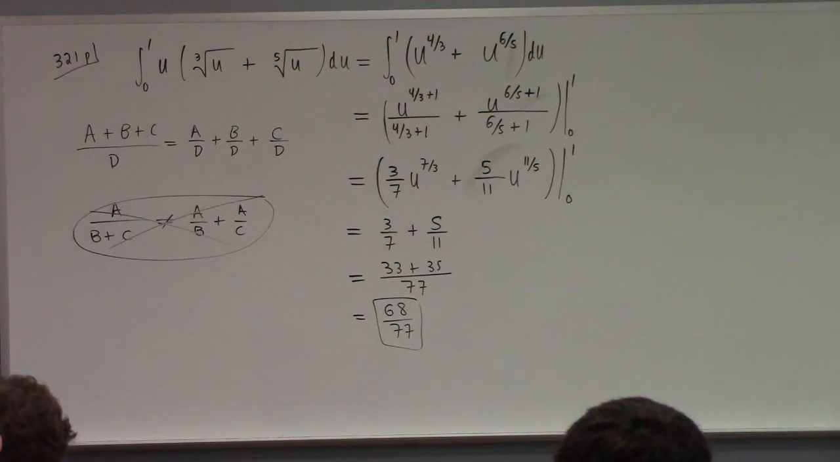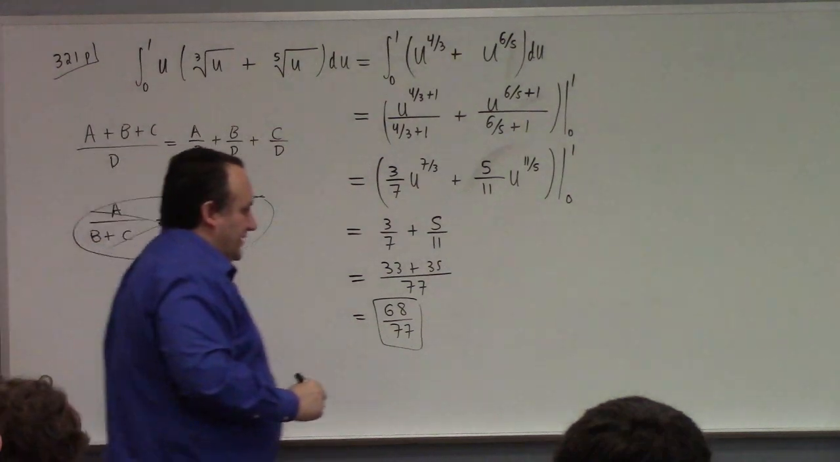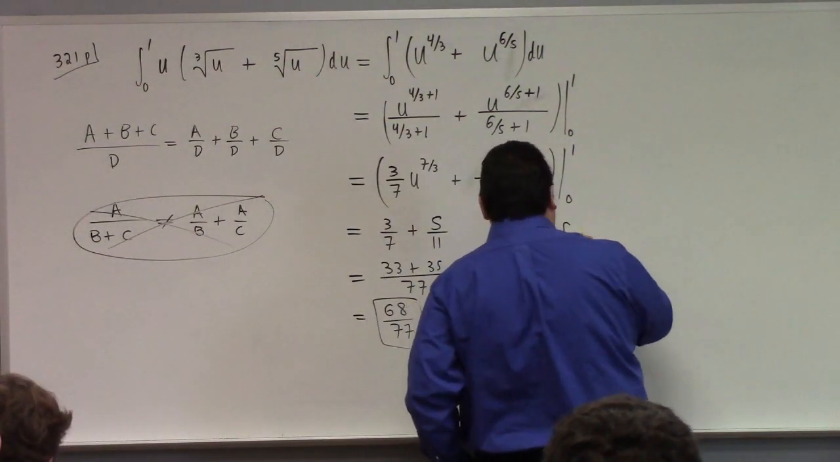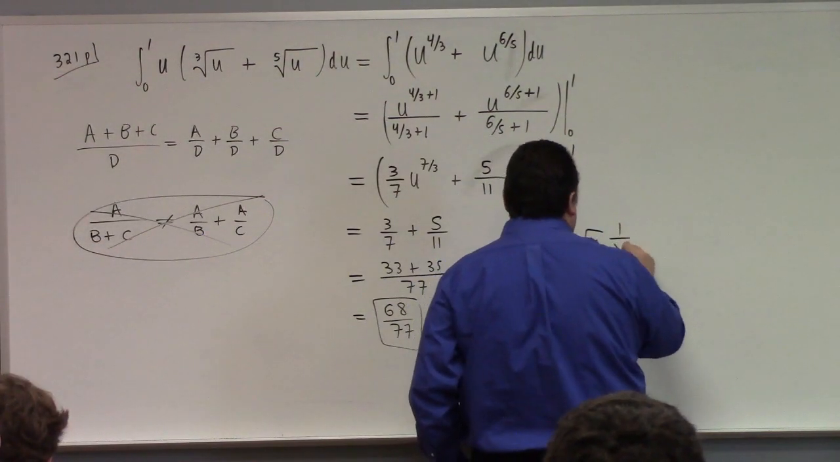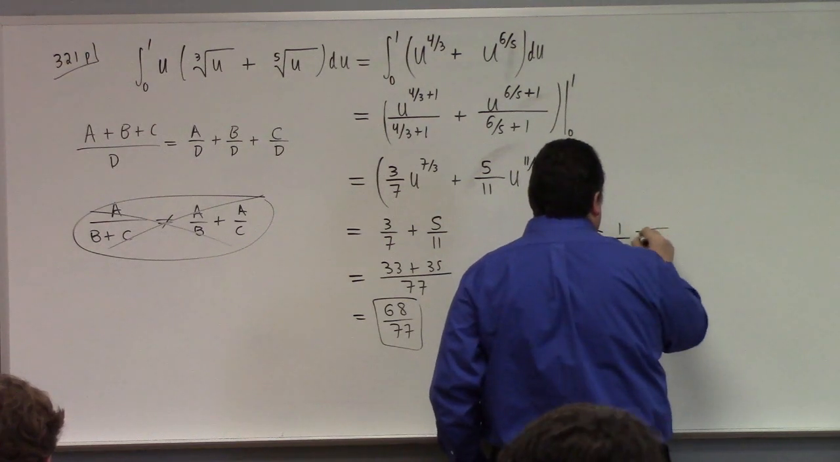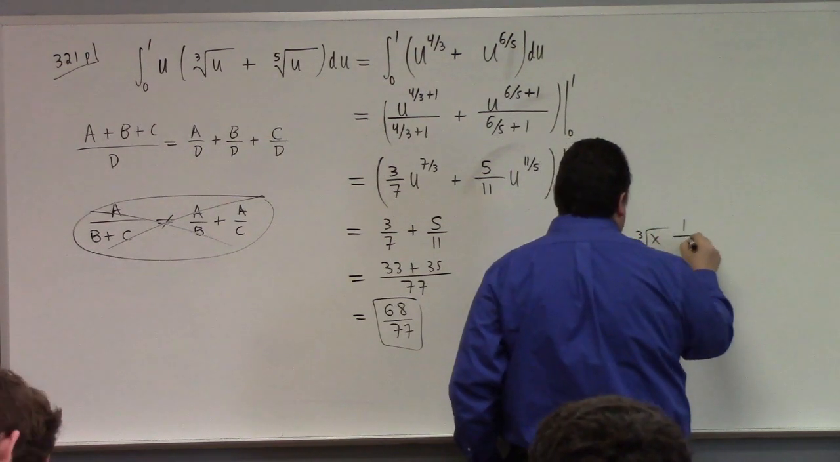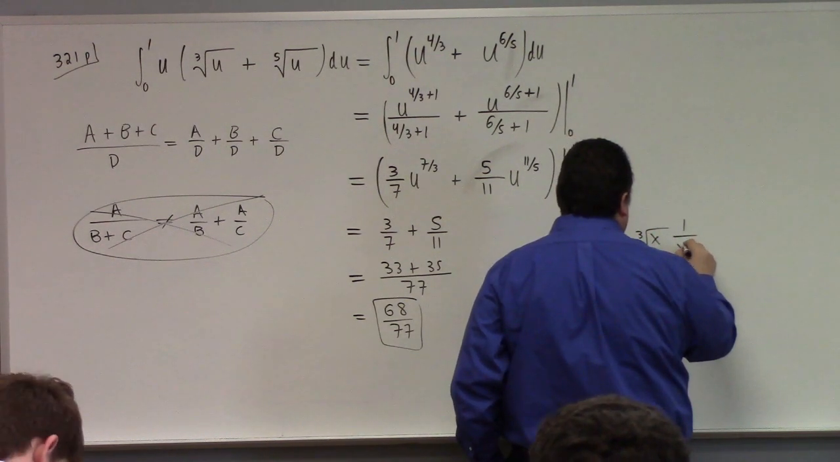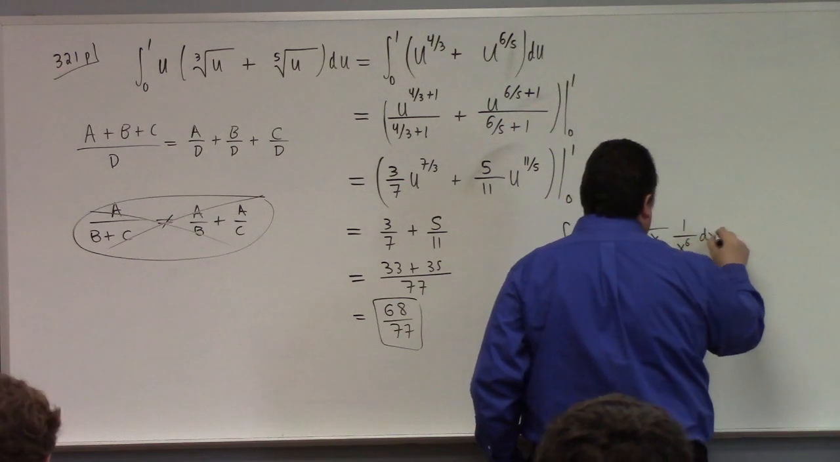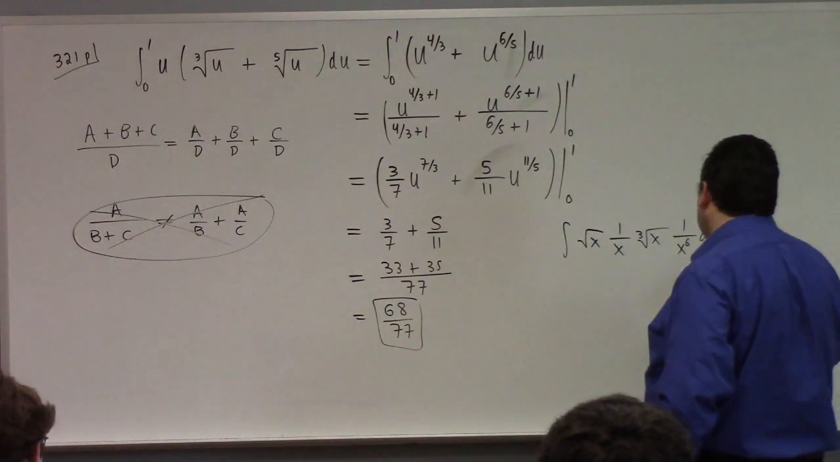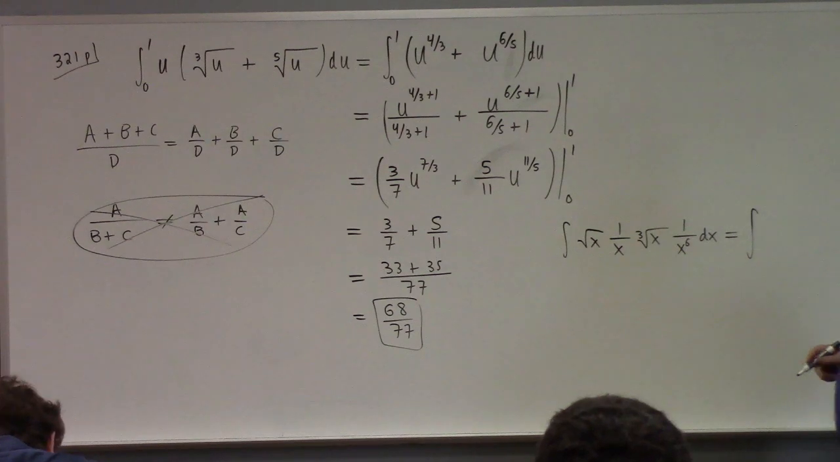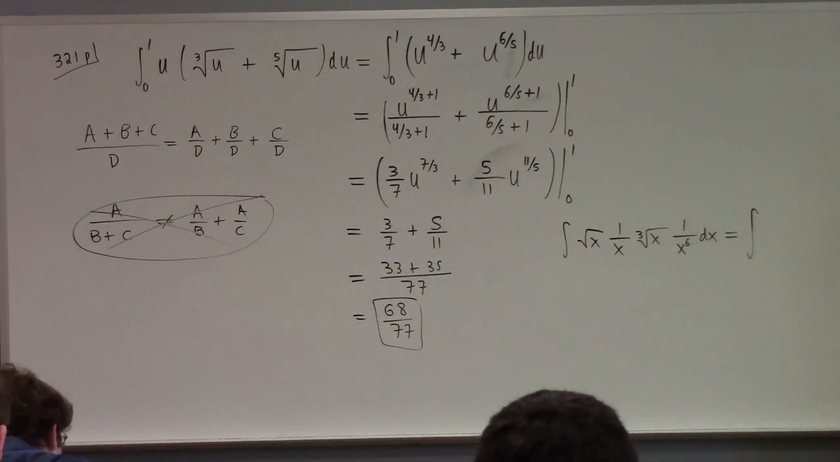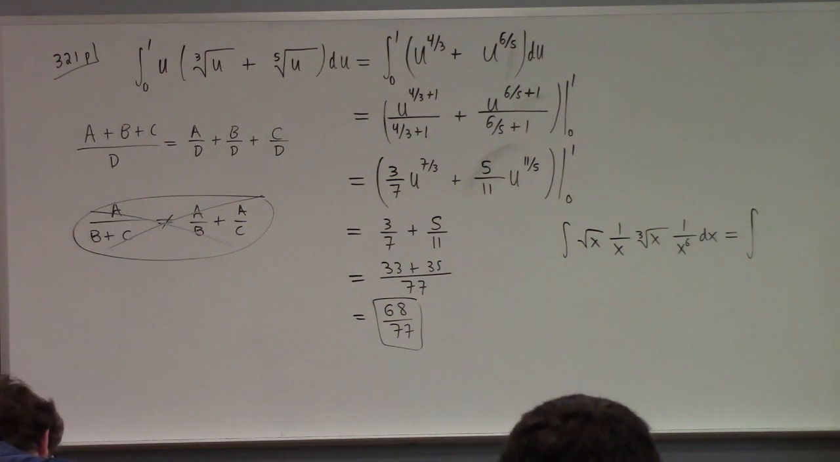How about, here's another example for you guys. What if I had the integral of the square root of x times 1 over x times the cube root of x divided by x times 1 over x to the 6th dx? What would that be? You're like, that's an annoying problem. But it's actually not a hard problem, is it?